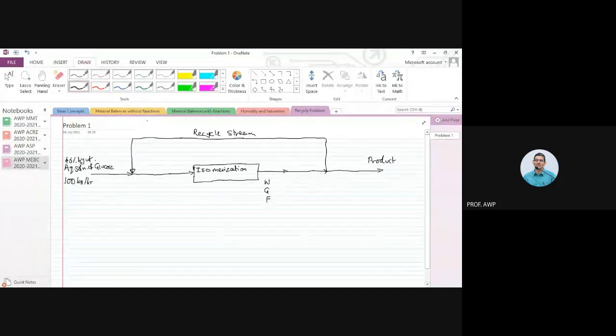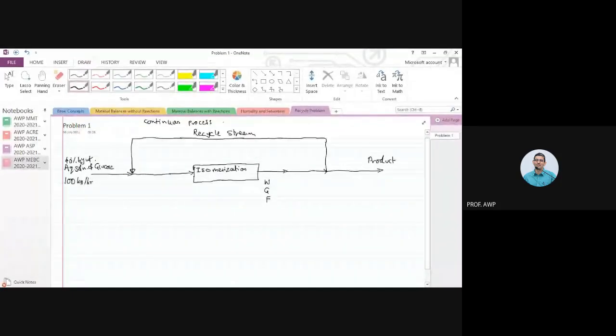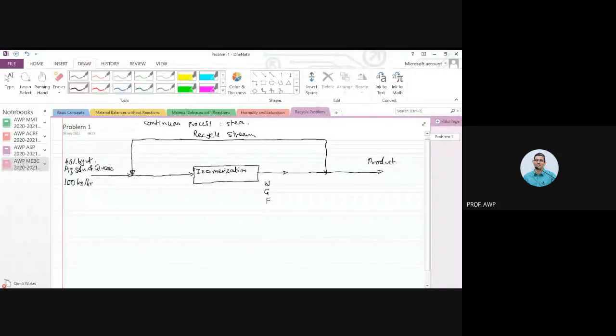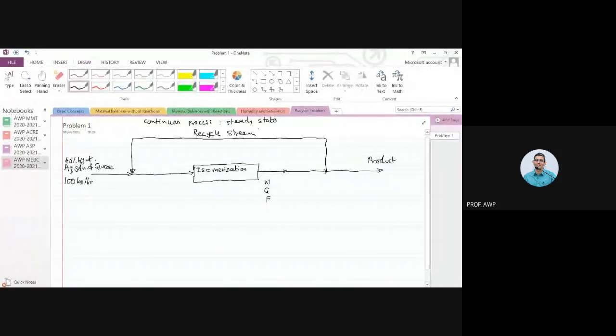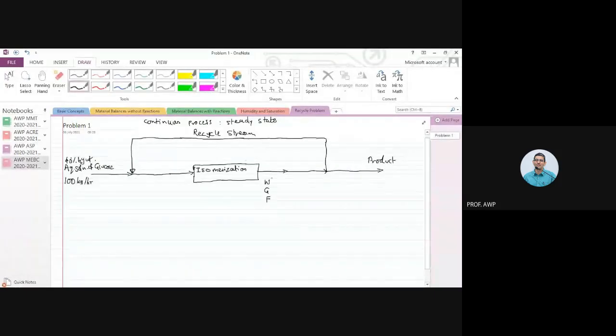So this is a continuous process. We are operating at steady state. That means we don't have to worry about when the plant was started, or where this recycle stream came from. Maybe when the plant was started, we would recycle everything and slowly start taking out product. But soon we will reach a steady state, and we are looking only at the steady state solution.